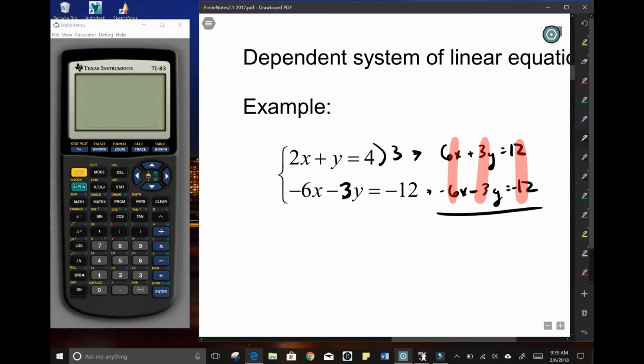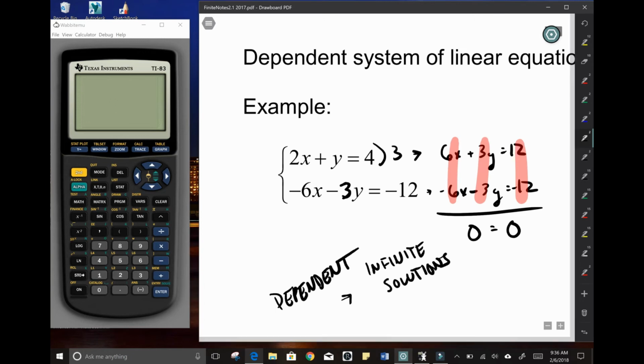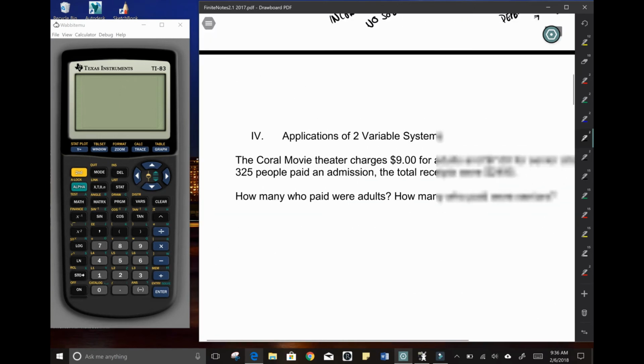What are we left with? We're left with 0 equals 0. That is true. Eliminated. Okay, that's always true. 0 is equal to 0. So that means there are infinite solutions. Or we also call it now dependent. Okay, dependent, infinite solutions.